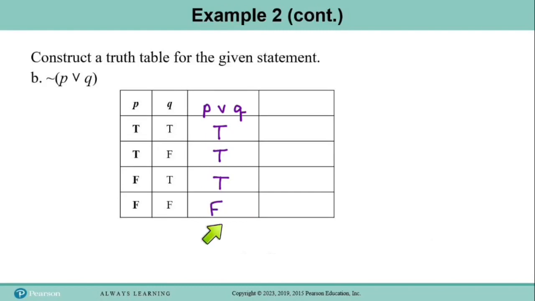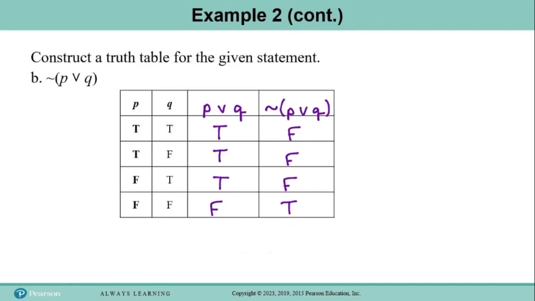Okay, now that that column is filled in, we're ready to do the final column, which is the whole statement, not parentheses P or Q. So that's what we'll put here. And again, this is just the opposite of what we had in the previous column. So where P or Q was true, not parentheses P or Q is going to be false. And then where P or Q is false, not parentheses P or Q is going to be true.